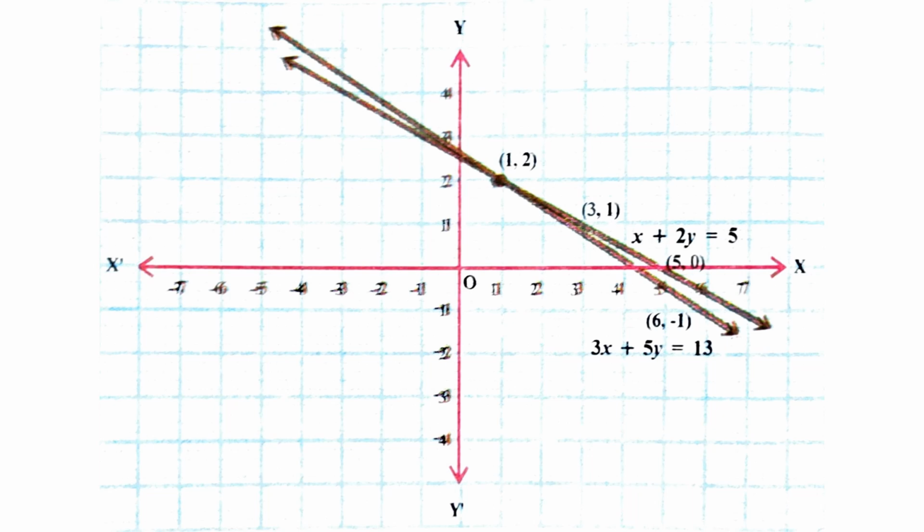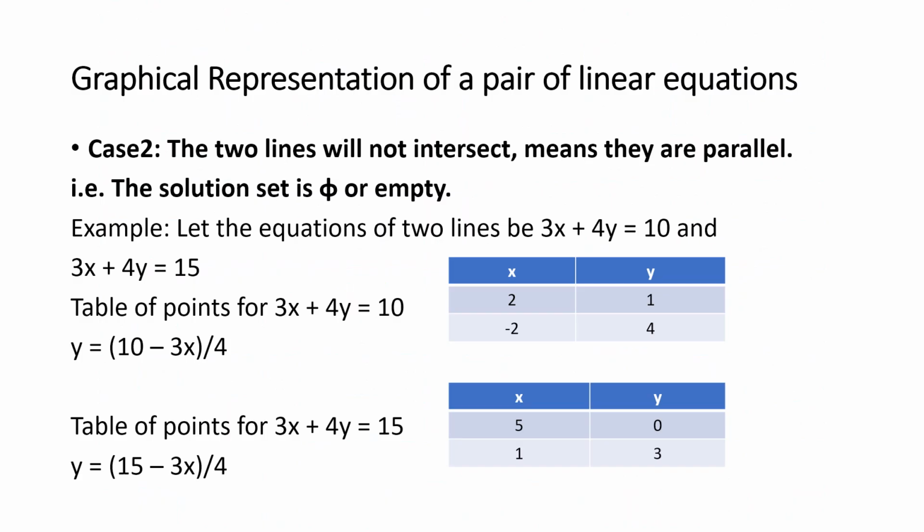That means in this case, there are two lines which are intersecting at a single, unique point, which gives the solution of the pair of linear equations. In the second case, the two lines will not intersect, meaning they are parallel.